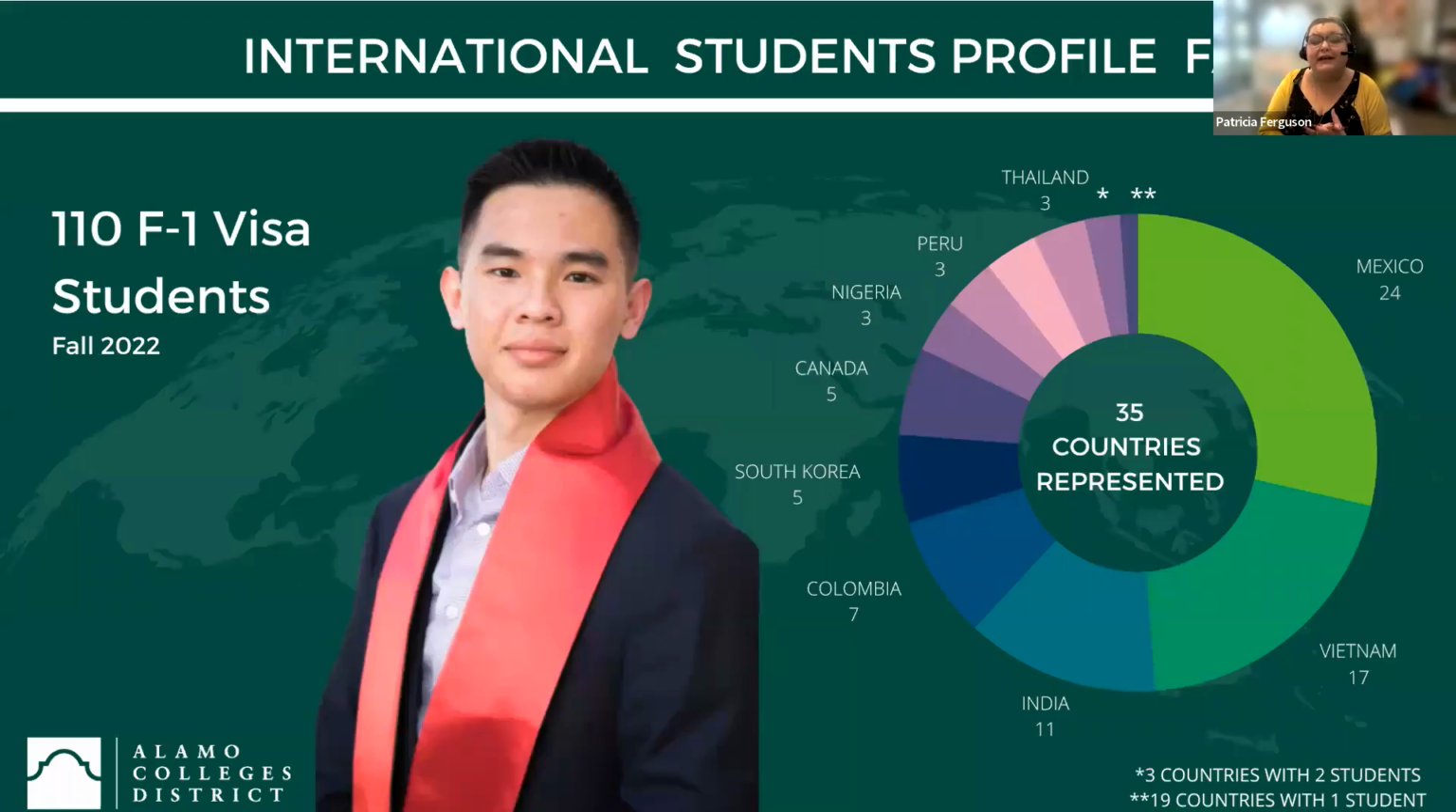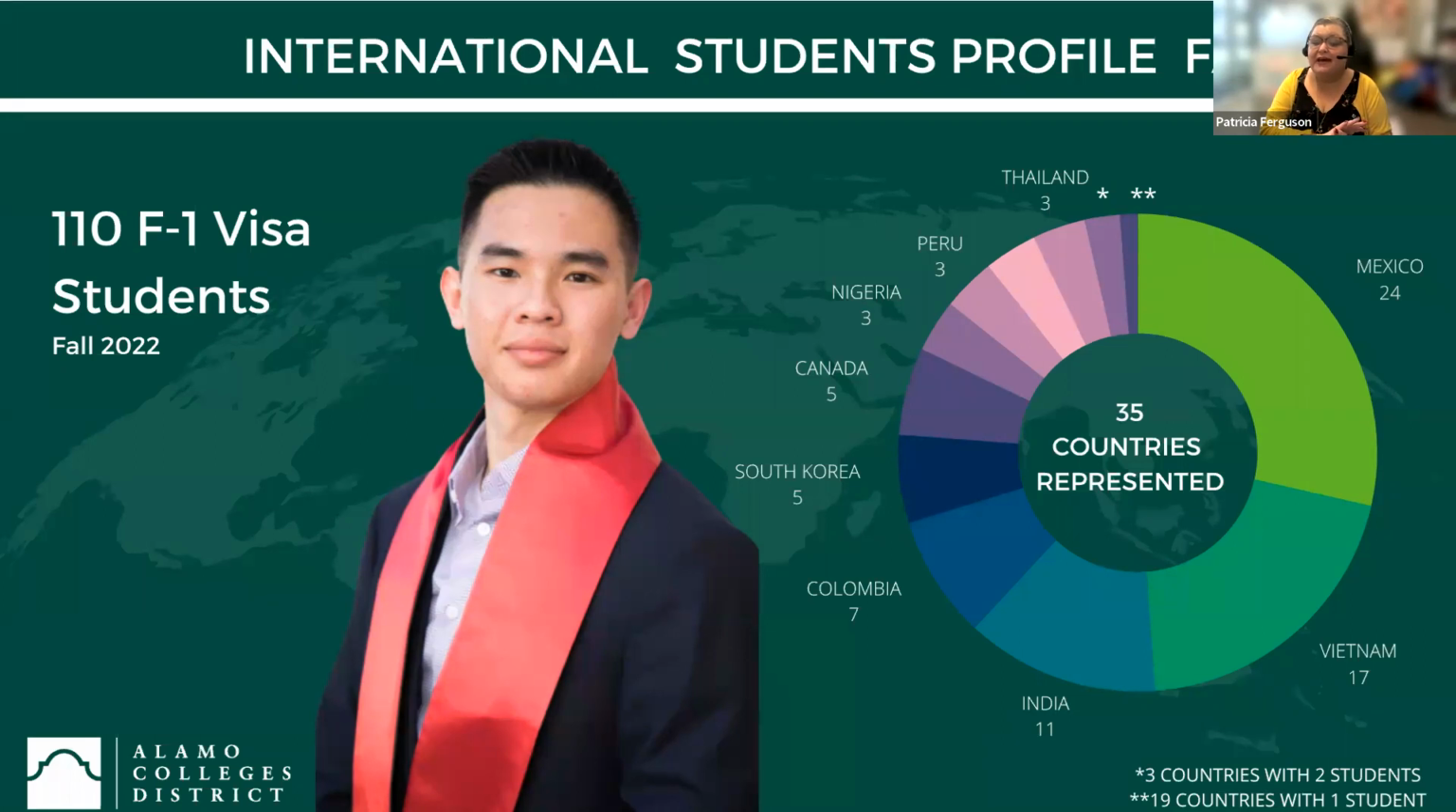So we have a small population of international students, and we've been trying to increase it. I would kind of want to share our experience with y'all. Right now, after COVID, we have 110 students at 4 of the colleges. And this is our breakdown.